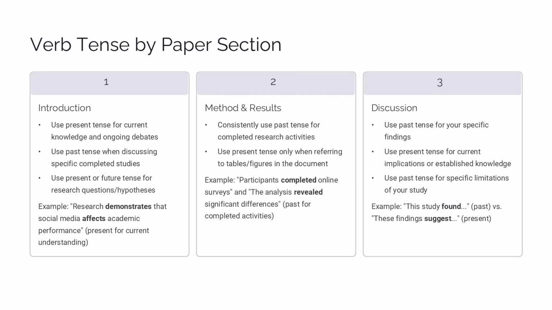Verb tense by paper section, strategic usage. Strategic verb tense usage in academic writing follows logical patterns that reflect the temporal relationships between different types of content and the scholarly conversation your paper joins. Understanding these patterns ensures your writing demonstrates professional competence while communicating temporal relationships clearly and accurately.